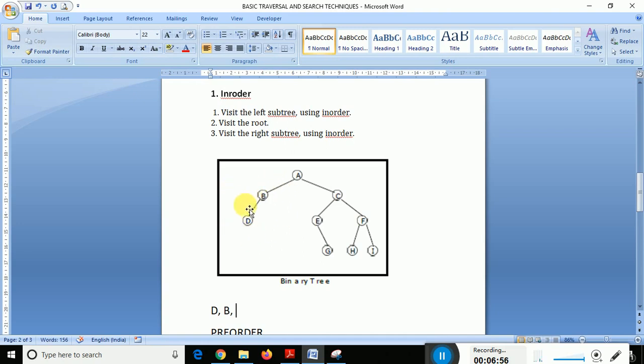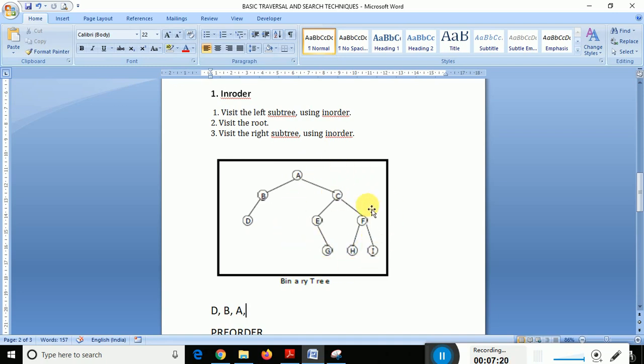Next, in this part, the right subtree. Is there any right subtree? No, it is not there. So we'll leave it and move to the root. Which one is the root? A. A is the root, so that is finished. This part is completed now. We'll move to the right subtree, that is this portion.